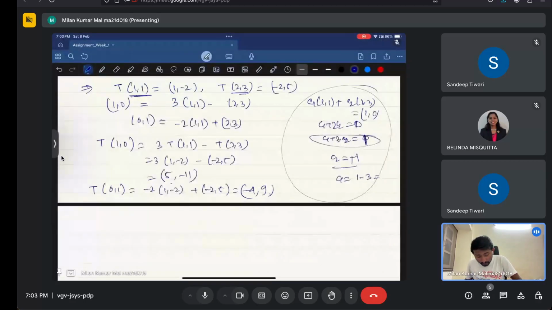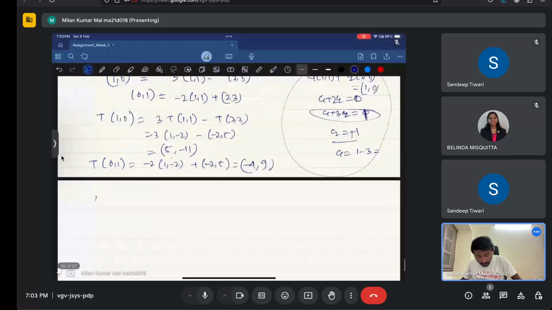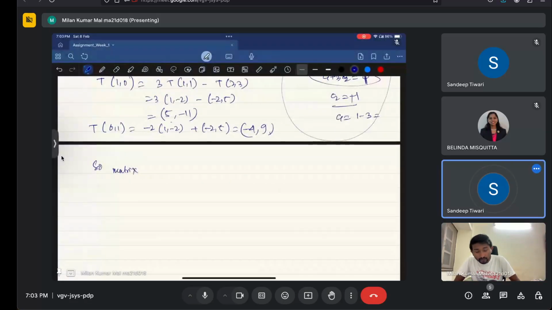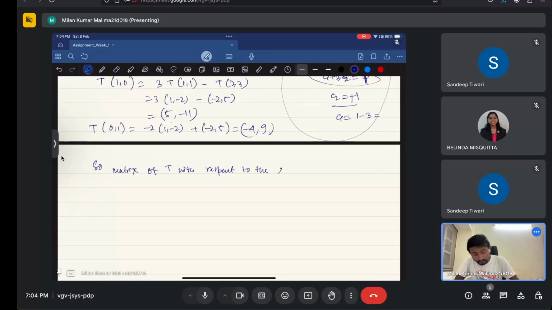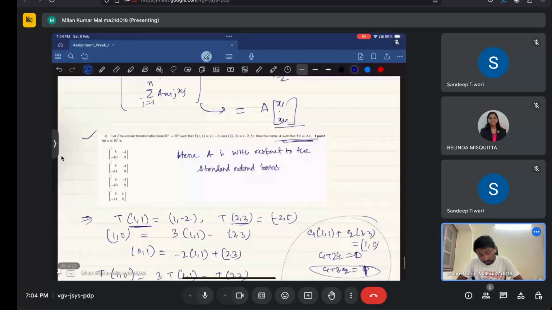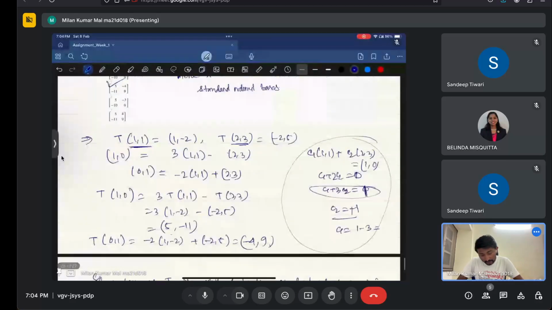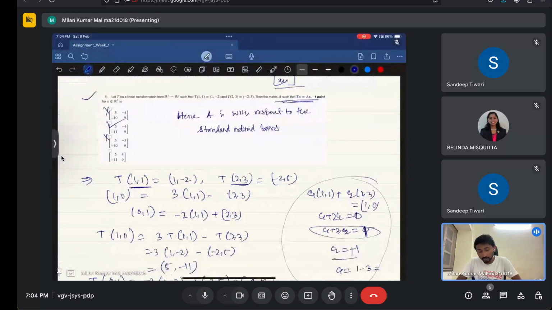So the answer will be, therefore T with respect to the ordered basis, the matrix of T with respect to the standard ordered basis is (5, minus 11), that is the first column corresponding to the first vector, and (minus 4, 9), that is the second vector, right? So this is the minus 4, 9, right? So this is not correct, all others automatically not correct.